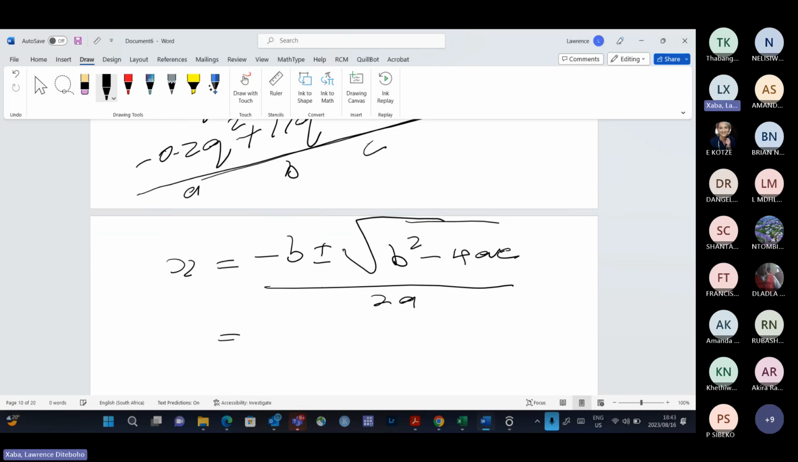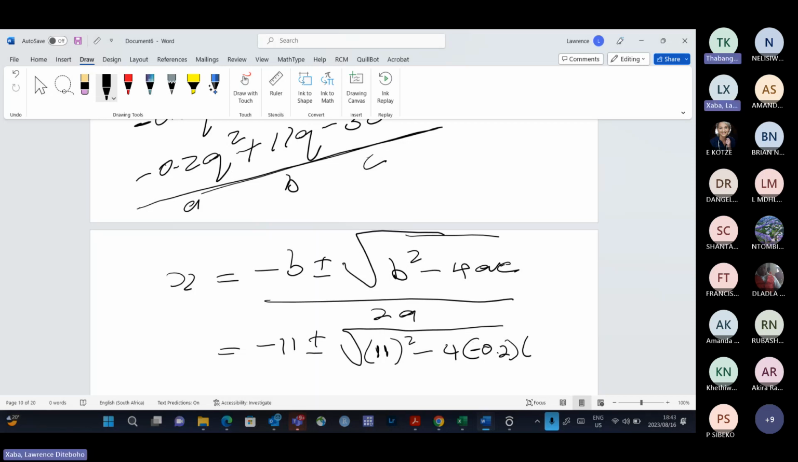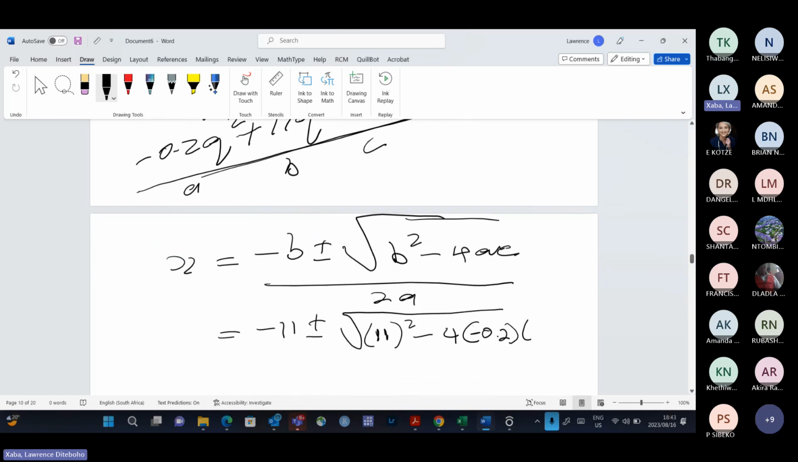So meaning what we're going to do, we say, okay, here we have negative 11 plus or minus the square root of 11 to the power 2 minus 4 times negative 0.2, times our intercept there, it's negative 30. Then we have 2 times negative 0.2.